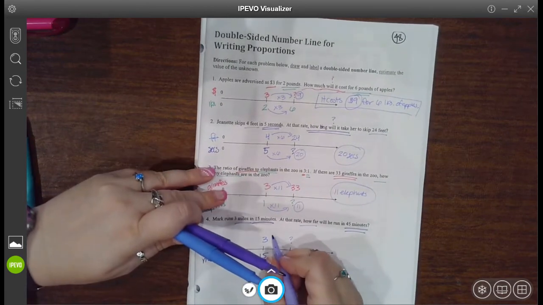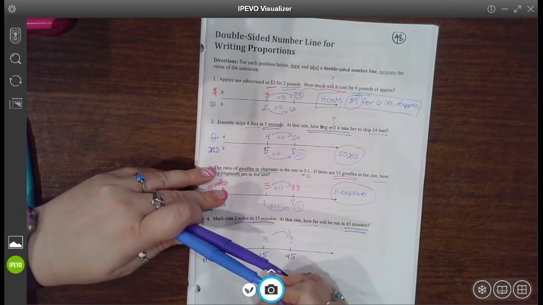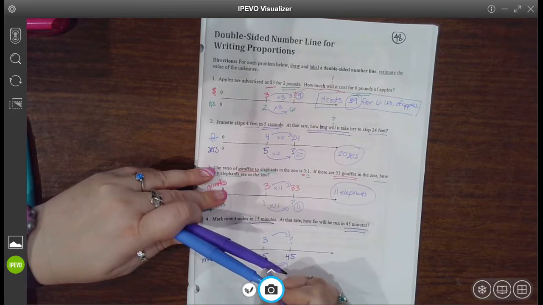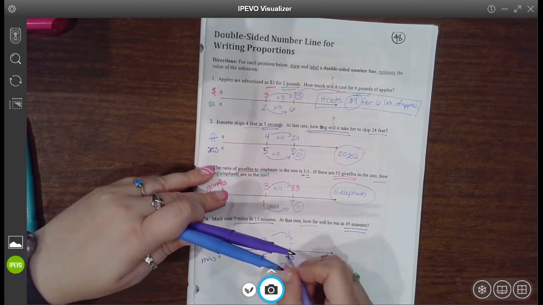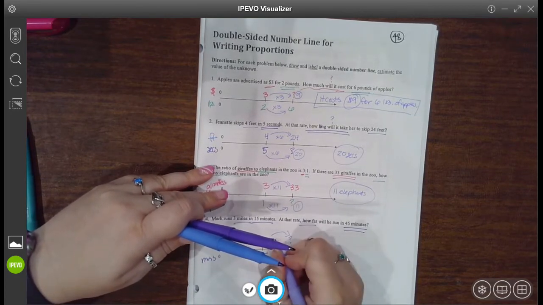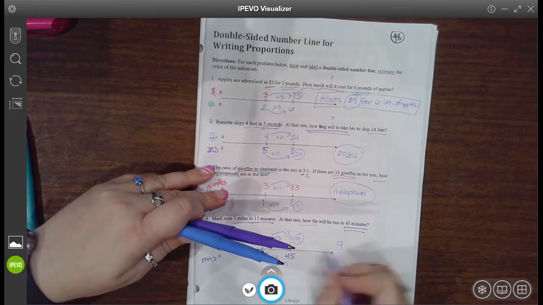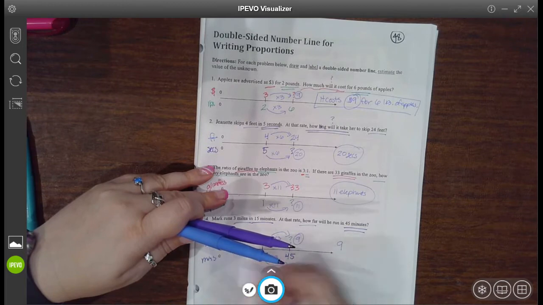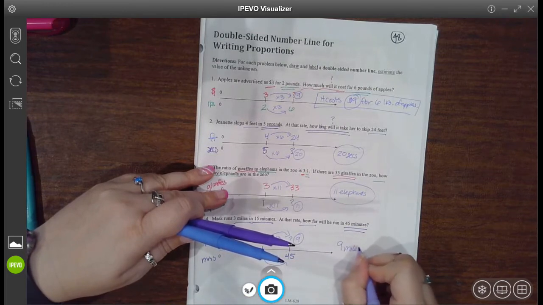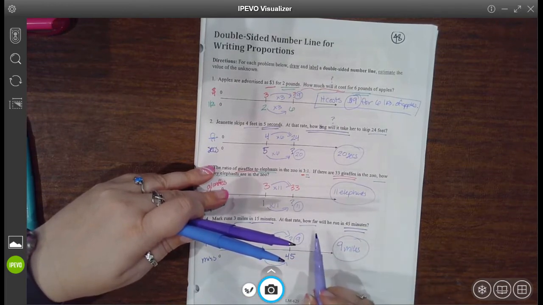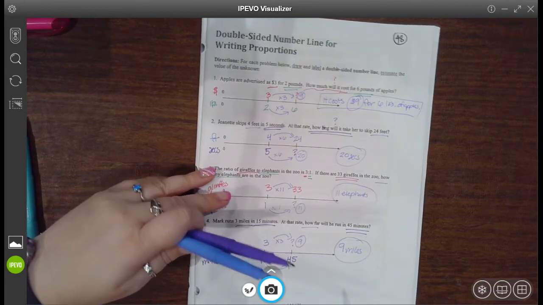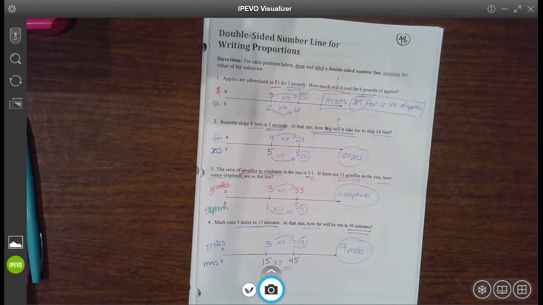Okay, now always move towards the direction of your unknown. So I'm going to go this way. So 15 times what gives you 45? 3. So then 3 times 3 is 9, which means my answer is 9. What were we talking about? My unknown was talking about miles. And does that make sense for the answer? Yeah, it says how far will he go? And miles answers the question of how far. So he'll go 9 miles in 45 minutes.